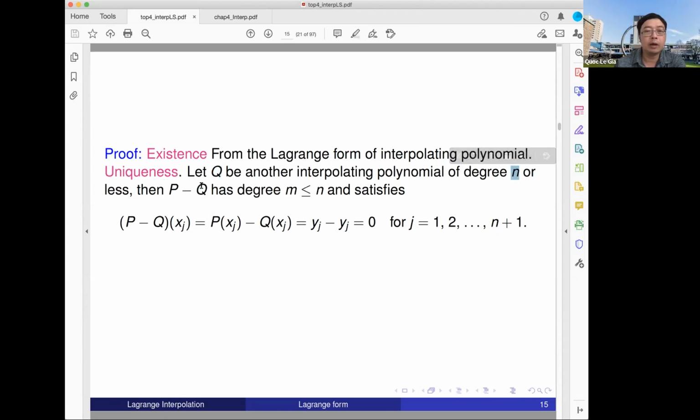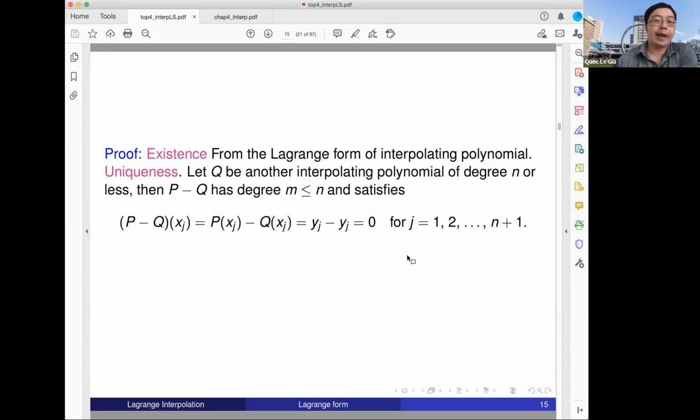And it will, or could be less. And it will interpolate the data as well, in the sense that if you plug in xj into q, then you get yj. Okay, and so now we consider p minus q. If you plug in xj, by the properties of the interpolation polynomial, you get p(xj) equal yj and q(xj) equal yj. And j now is from 1 to n plus 1.